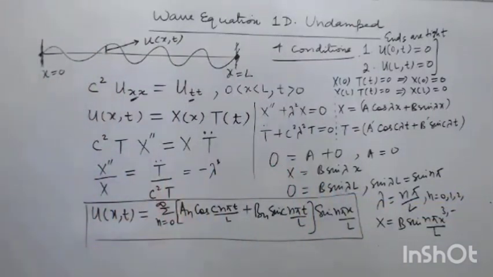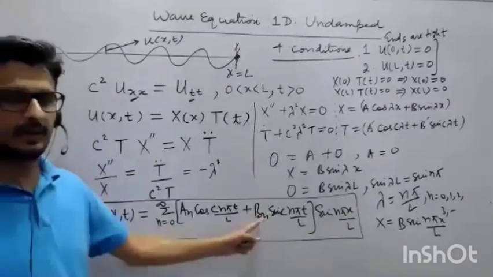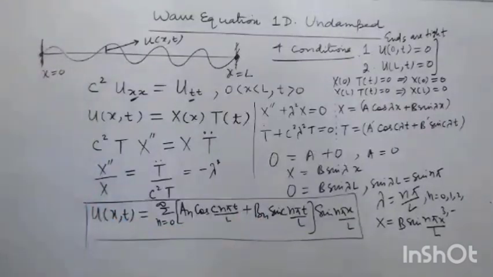Hello, sir. Sir, you said 4 equations are needed. There are only 2 boundary conditions, so two constants are still unknown, na? Okay, sir.